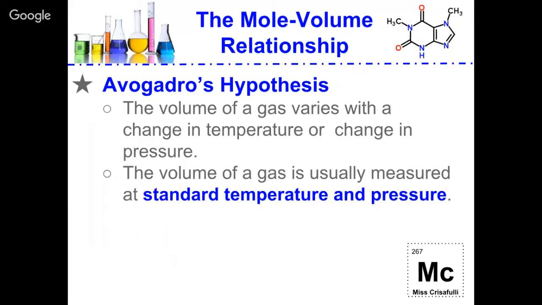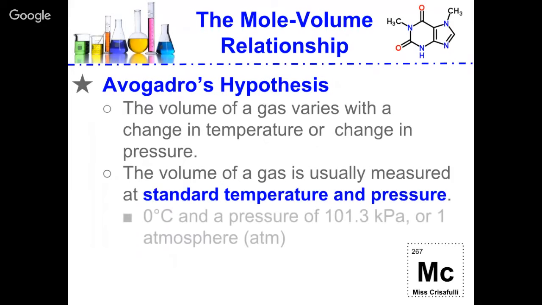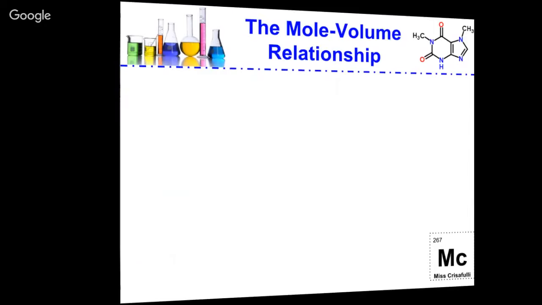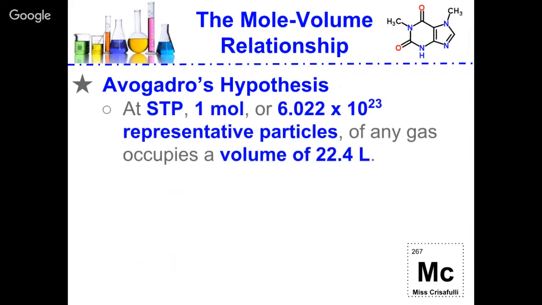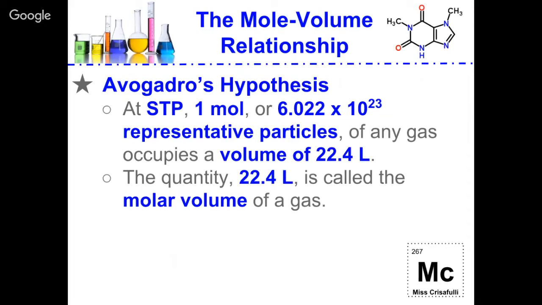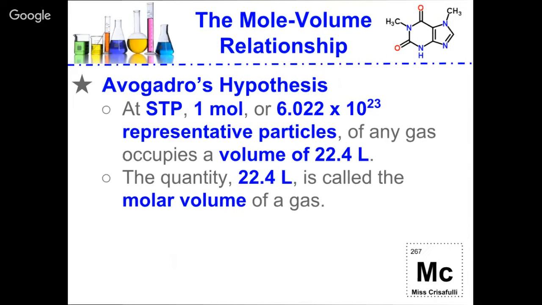The volume of a gas is usually measured at standard temperature and pressure. Standard temperature is 0 degrees Celsius, and the pressure is 101.3 kilopascals or 1 atmosphere. That is very crucial. Anytime you're not at standard temperature and pressure, you cannot use this conversion that we're going to derive right now. So, at STP, 1 mole or 6.022 times 10 to the 23rd representative particles of a gas, that's the key, this is a gas, has a volume of 22.4 liters. So the quantity 22.4 is called the molar volume of a gas.